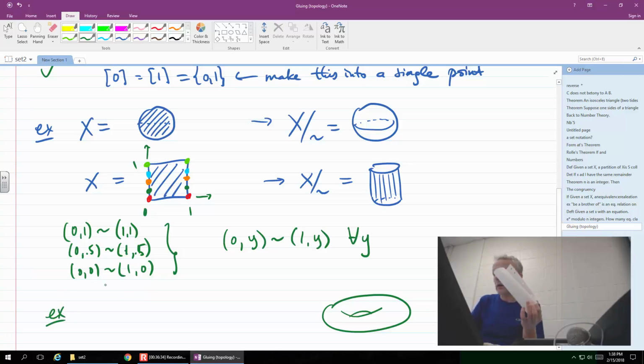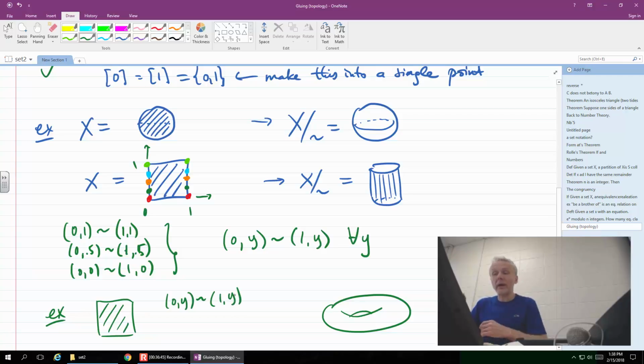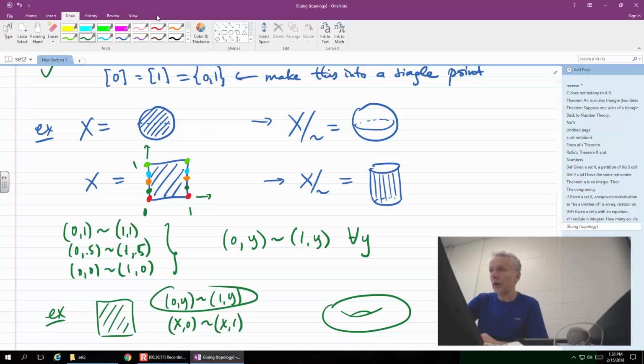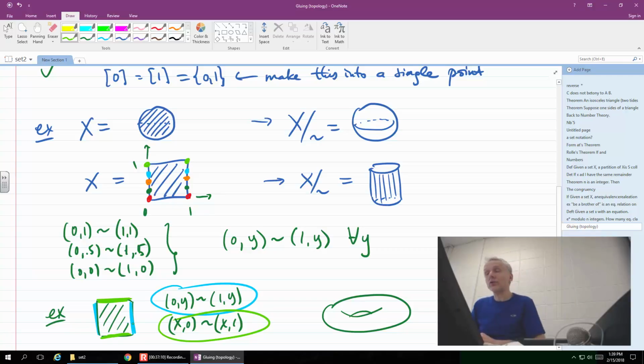So to get this, I still start with this square, and then I identify 0y with 1y, as we already did, and then I identify the opposite edges vertically. So I'll have x0 identified with x1. I identify the vertical edges, and then over here I identify the horizontal edges. The end result is this torus.